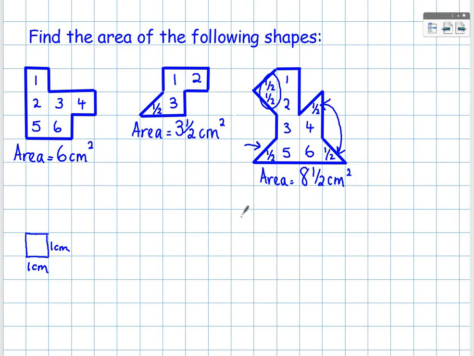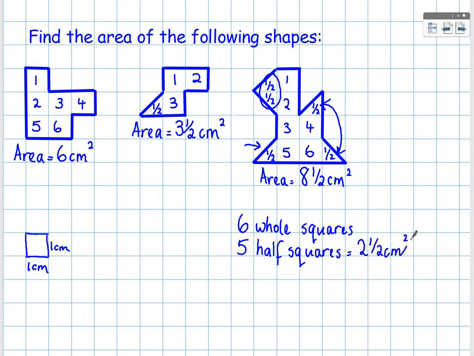That's made up of 6 whole squares and 5 half squares, and 5 half squares is equal to 2.5 centimetres squared. So to find the area of the shape, the space inside the shape, we need to count up how many squares fit inside the shape.